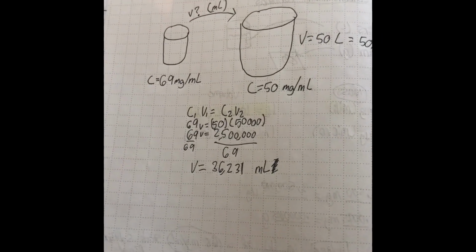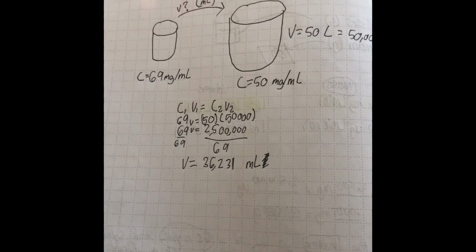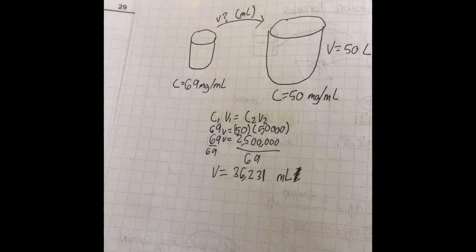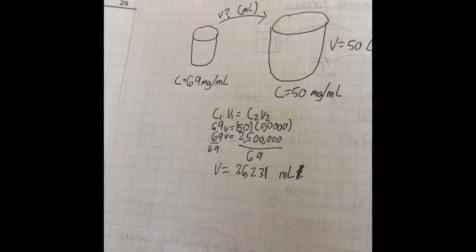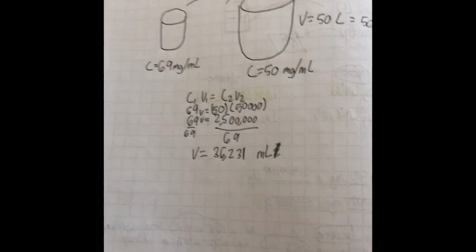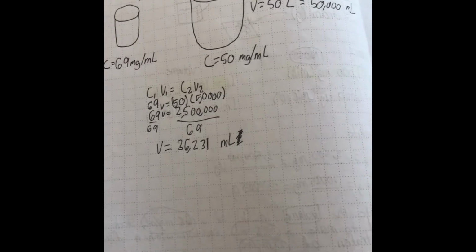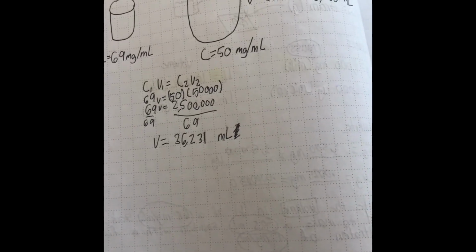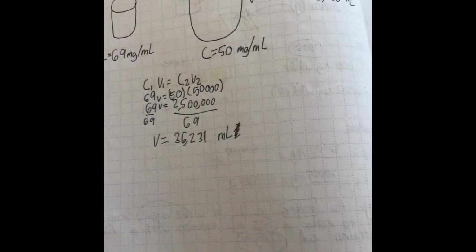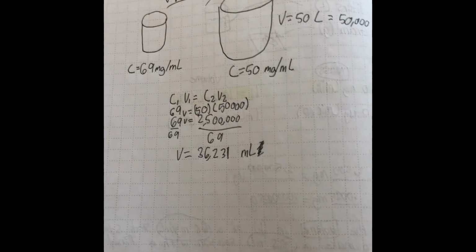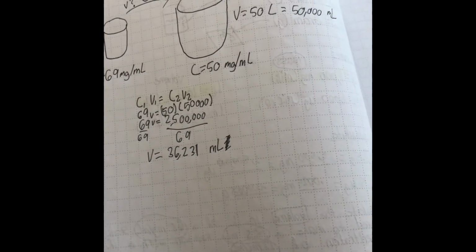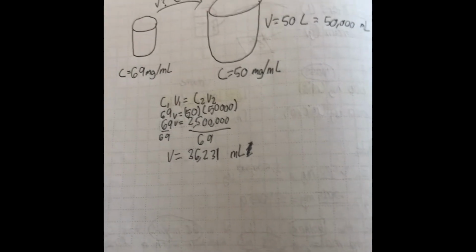For my last example, you're given 2 solutions and you need to find the starting volume of one of them. So we're given both concentrations. The concentration of the smaller solution is 69 milligrams per milliliter, and the concentration of the larger solution is 50 milligrams per milliliter. We know the volume of the bigger solution is 50 liters, but because we're dealing with milliliters, we're going to want to convert that to 50,000 milliliters.